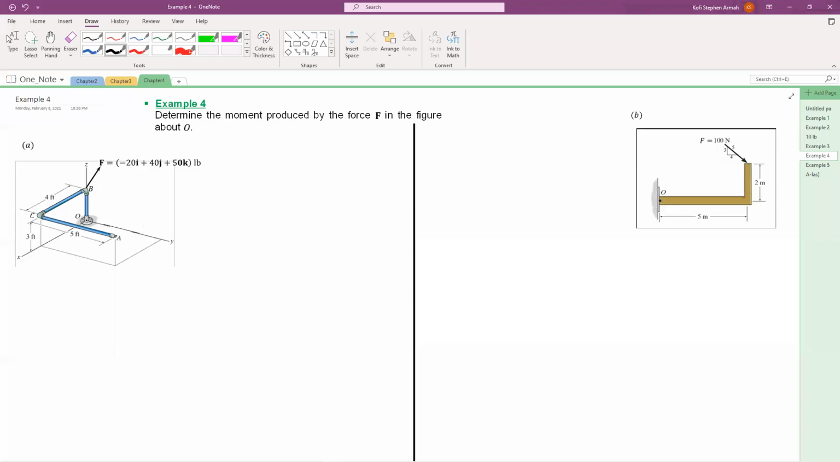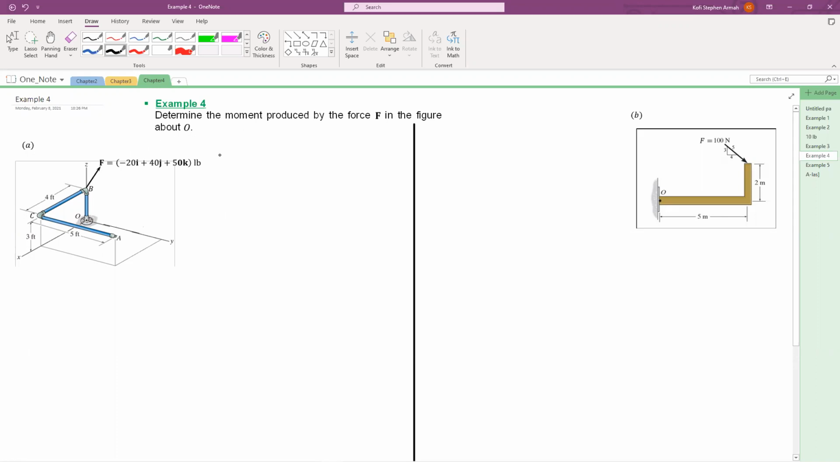Okay, welcome back, class. So I'm going to work three examples. Example 4 has A and B, and then example 5, then I'm done. This is based on the vector formulation of moment about a point. So here we want to find the moment of a force F about the point O.